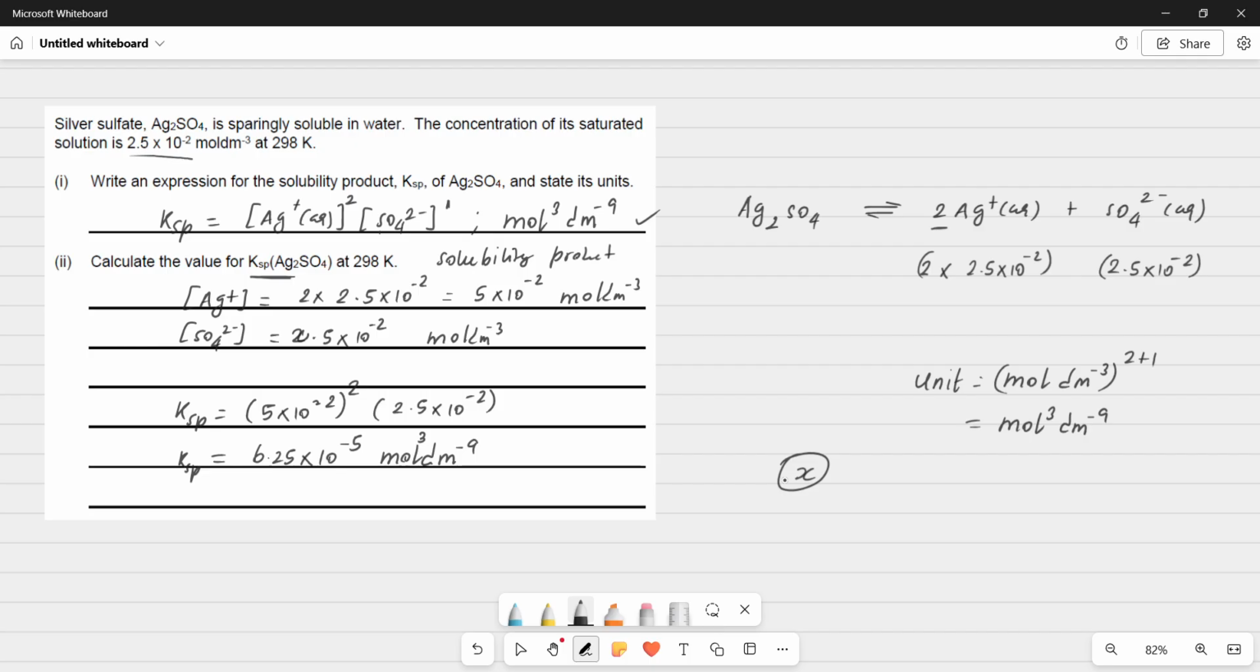In both the cases, you need to have the skill of writing the expression for KSP using the salt given. Here it is silver sulfate, so we break the salt into silver and sulfate. That is the basic thing we need to know.